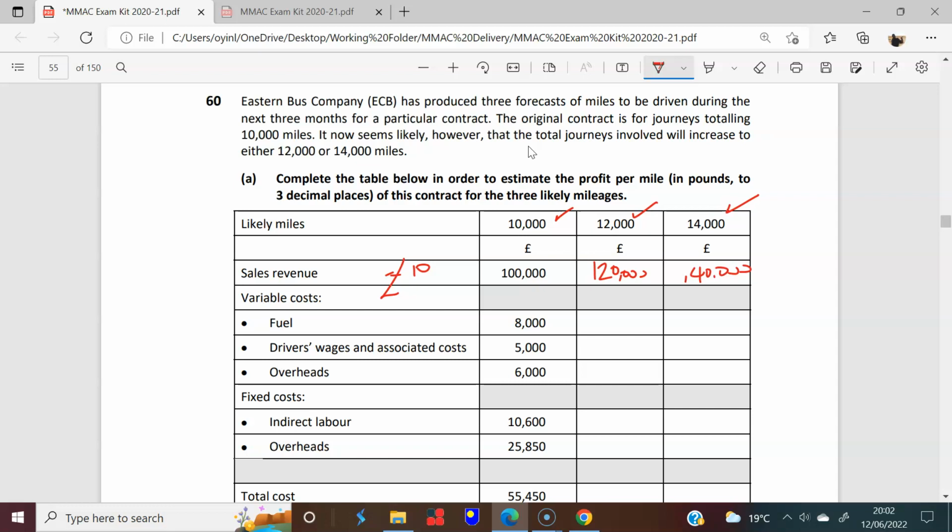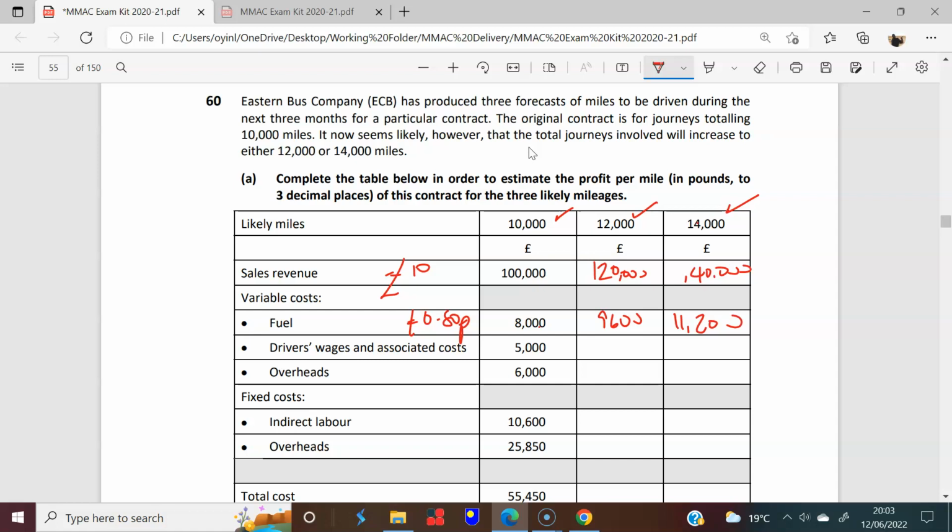And if I look here at fuel, these are all variables, so £8,000 over 10,000 miles will leave this at 80p, won't it? If I multiply that 80p, because the 8,000 divided by the 10,000 gives us 80p, times the 12,000 is 9,600, yes? And then the 80p times the 14,000 is 11,200.